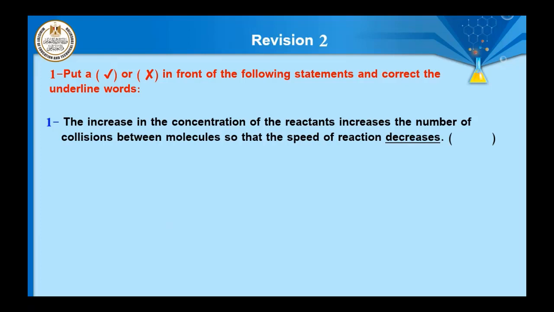And we know that there are many factors affecting the speed of the chemical reaction. For example, nature of reactant, concentration of reactant, temperature, catalyst. One of these factors is concentration of reactant. What happens by increasing the concentration of reactants? The number of collisions increases as the number of molecules increases. So the speed of the chemical reaction increases, not decreases. This means that this statement is not correct. To correct it, instead of decreases, we put increases.